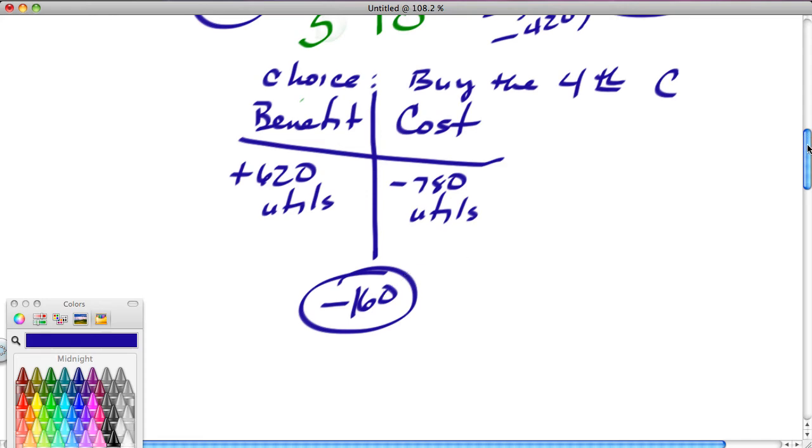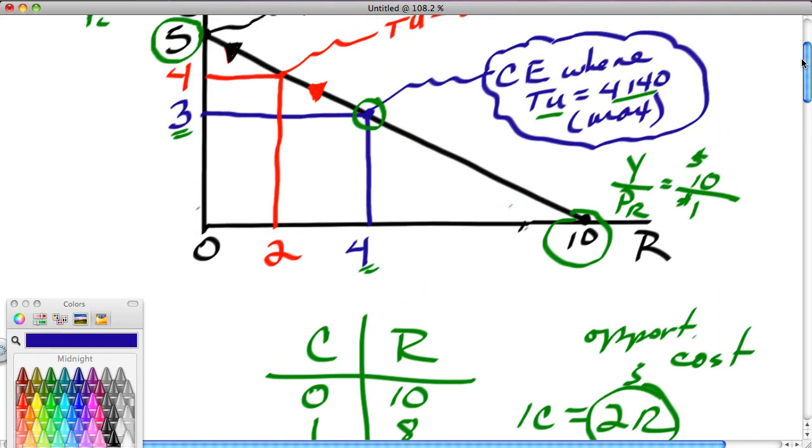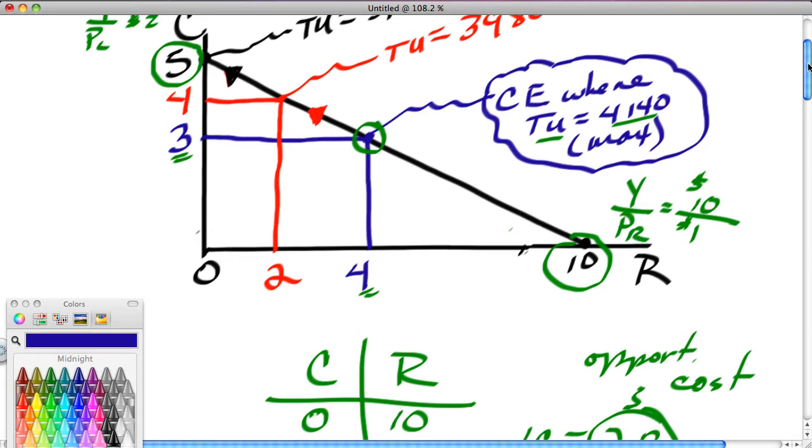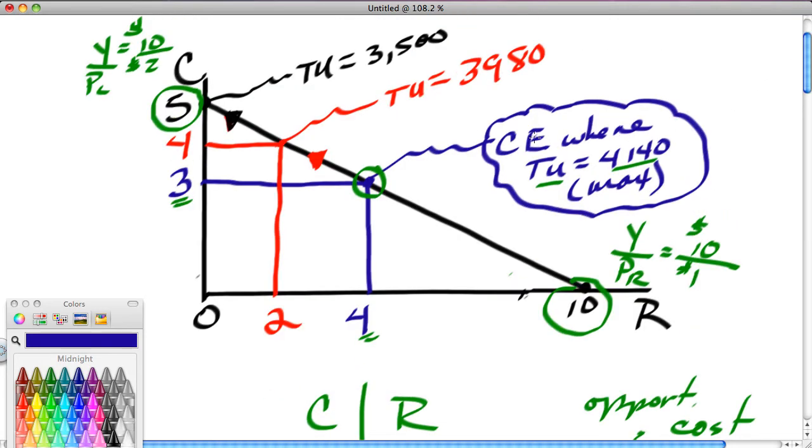Now, if we go back up to the budget line, we can see that that's exactly what happened. As we move from 3 coffee 4 rolls to 4 coffee 2 rolls, what happens? The total utility drops from 4140 to 3980. That's a drop of 160 utils. Why? Because a coffee was drunk that was less beneficial than the rolls that were given up. And the story gets worse.